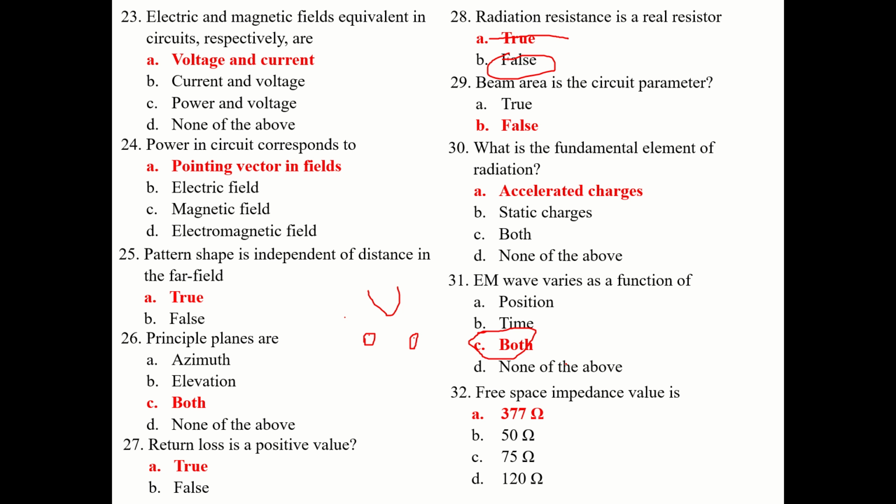The last question for this antennas and RF concept quiz: free space impedance value is 377 ohm. Please be careful while handling this, because 120 pi is also 377, so we have to be very careful.